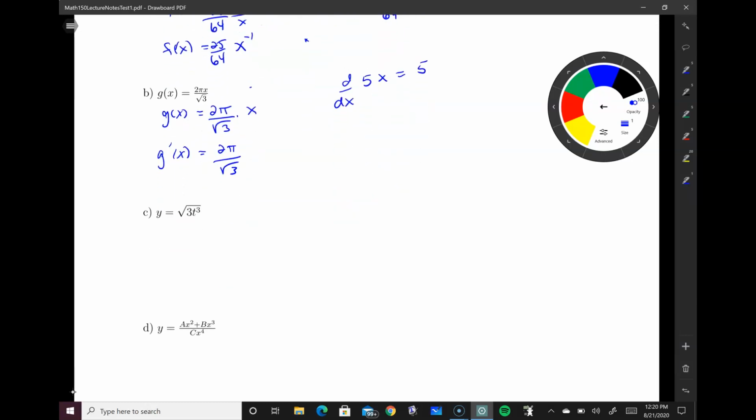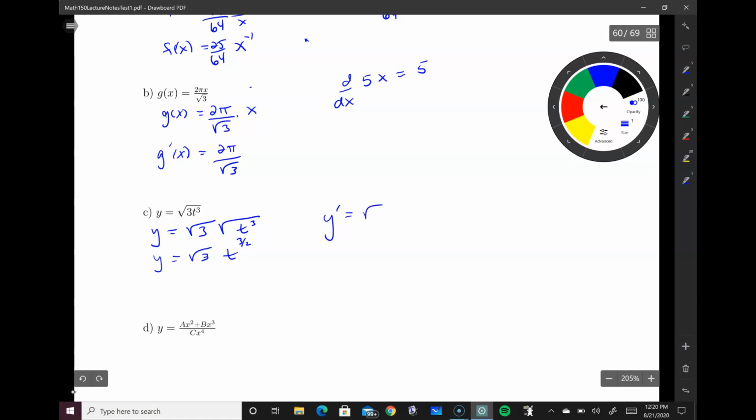All right, so be really careful with separating this radical. I can see this is going to be root 3 root t cubed. So I'm just going to go slow. Root 3, to rewrite this as an exponent, you know the fraction is power over root. So it's 3 over 2, power over root. Okay, so now I'm ready to take the derivative. I carry along the root 3, bring the 3/2 down, and subtract 1 from the exponent, so I get 1/2.